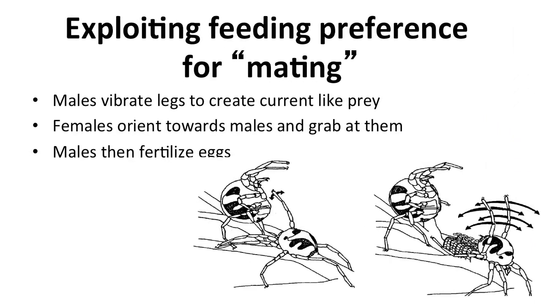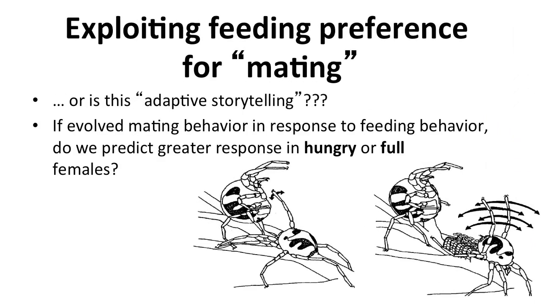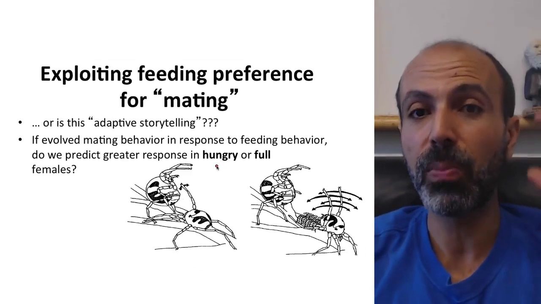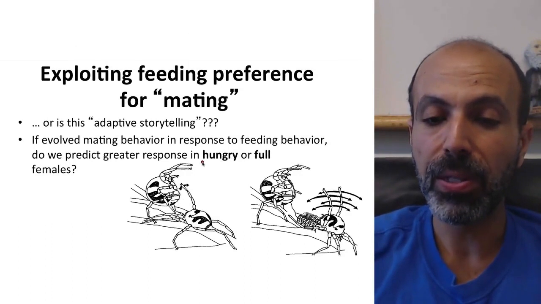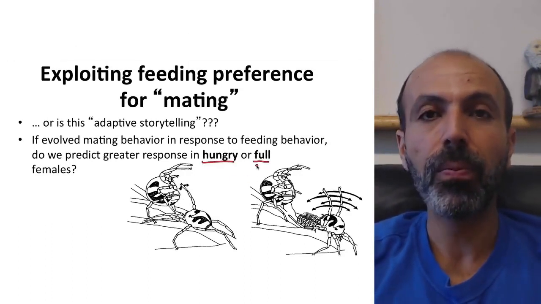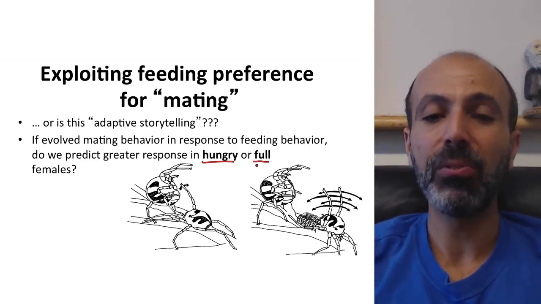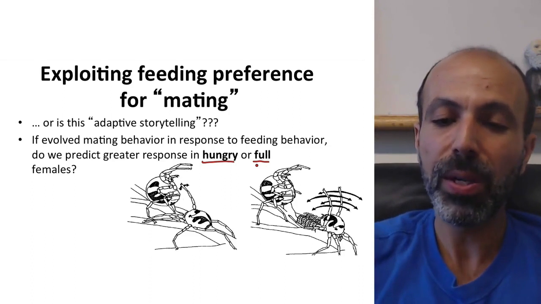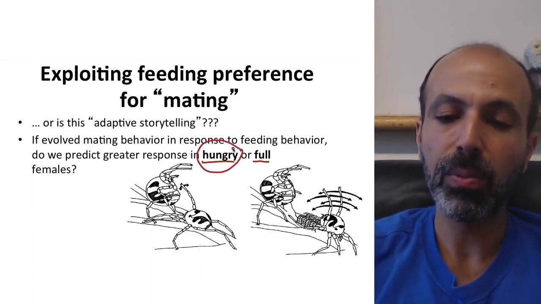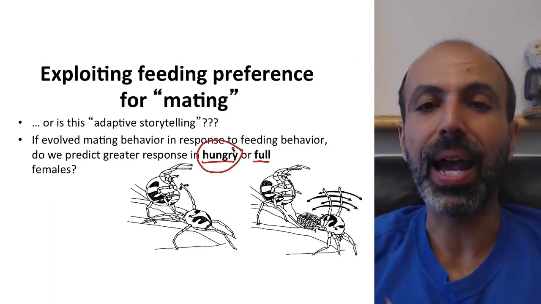So this sounds pretty cool, but is this a case of the adaptive storytelling that we talked about before? Well, if this mating behavior evolved in response to a pre-existing feeding behavior, there's a prediction we can generate. Should we see greater response to males by females that are hungry or by females that are full? Well, the answer is pretty simple. If it's acting in response to this feeding preference, we expect hungry females to be more likely to mate with males in this way. This is exactly what has been observed.